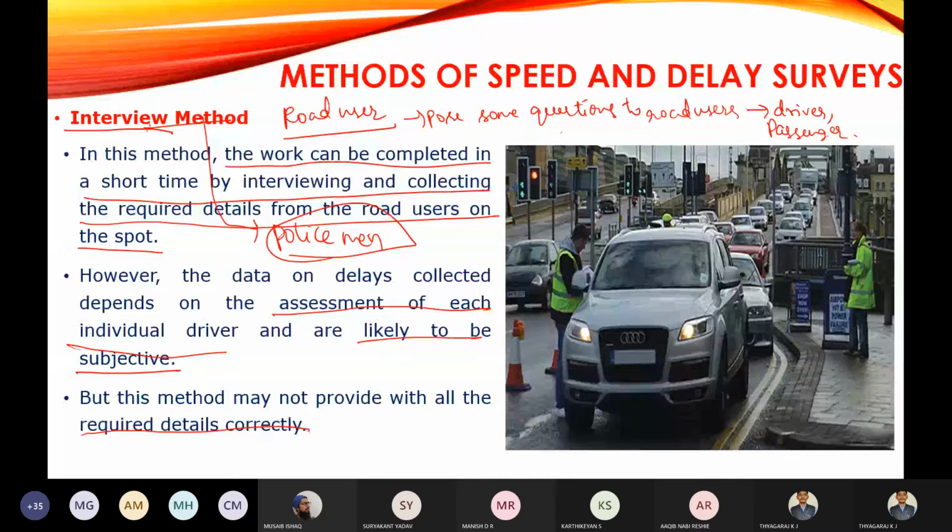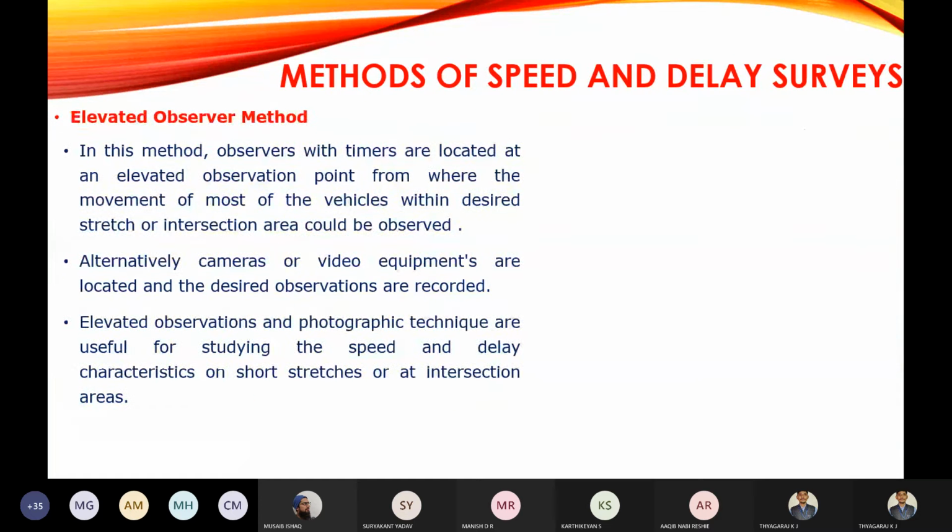But it is very simple. It is very simple, only when a driver cooperates with us for recording the data. If the road user is not cooperating with us, it will create a problem for us, and we are not able to collect the data. And this is about the interview method.